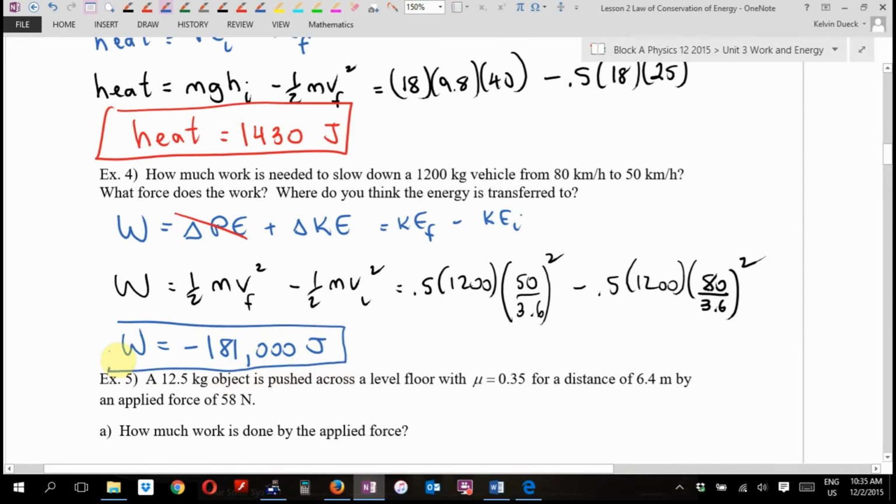Then it asks, what force does the work? Which force is it that makes a car slow down, or speed up for that matter?